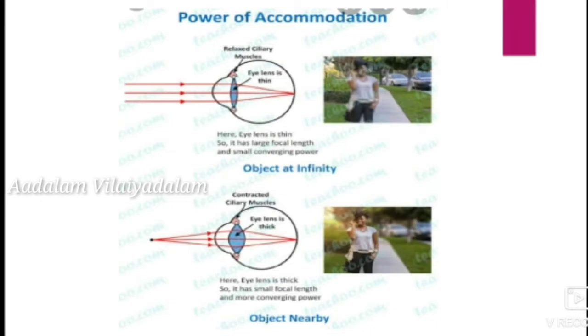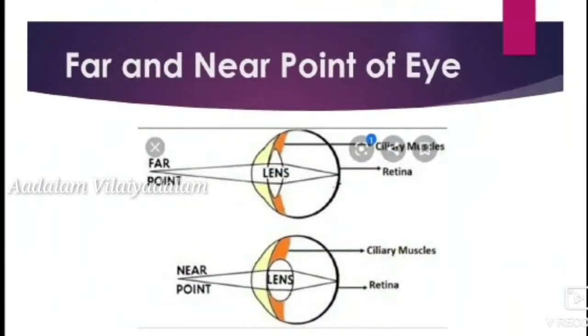So the closer object is clearly formed on the retina. And next we will learn about the far and near point of the human eye.